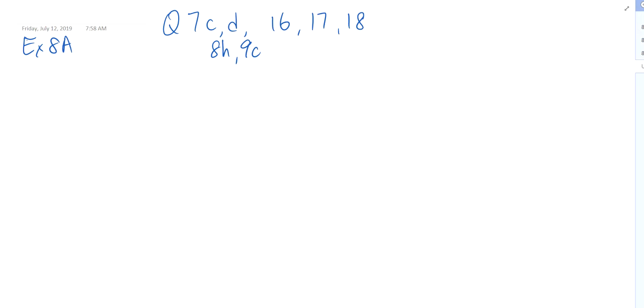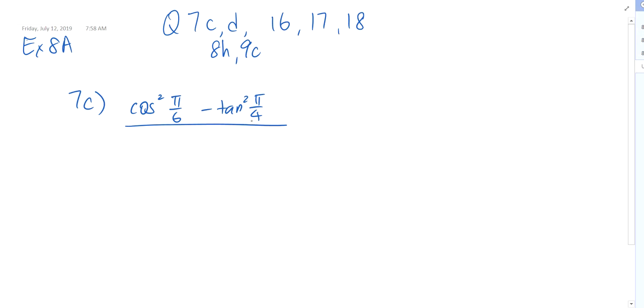For question 7c, we are told to evaluate cosine square pi over 6 minus tangent square pi over 4 over sine square pi over 3. Let me put it at the side.